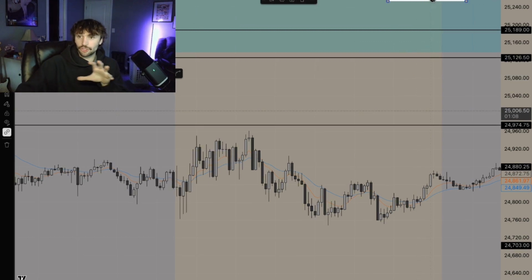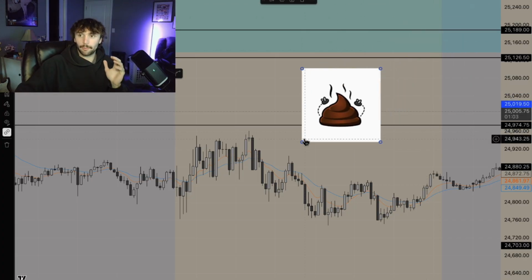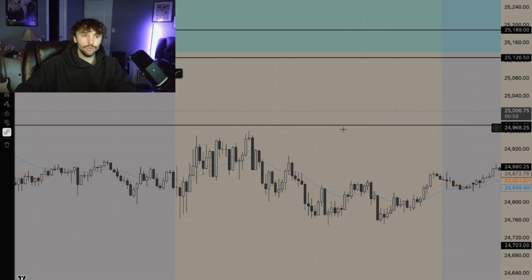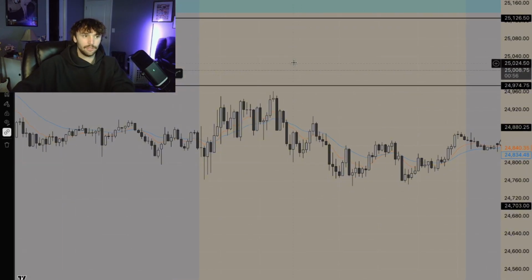So I'm going to show you guys an actual picture of what this price action kind of reminds me of. Yeah, complete and utter garbage. This is literally the worst price action of all time. Do not trade this kind of stuff. Look at this range. I mean, look at this range.